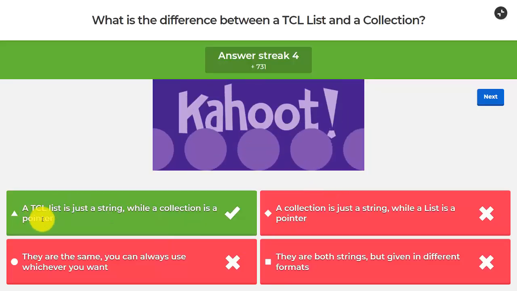So going back here, a Tcl list is just a string, and that is what we said. Everything in Tcl is a string. A collection, though, it's a string, but it's a string that's actually a value that is a pointer to the memory of the process. Okay, all the rest are not true.